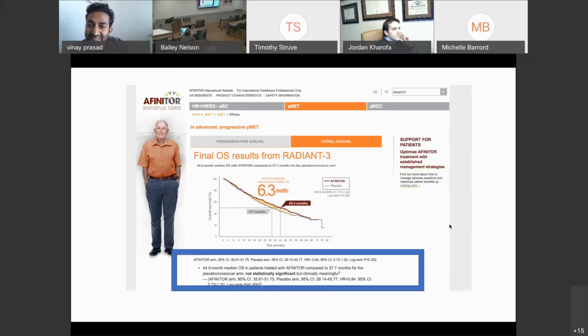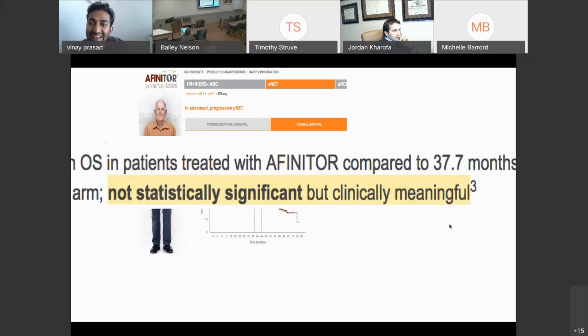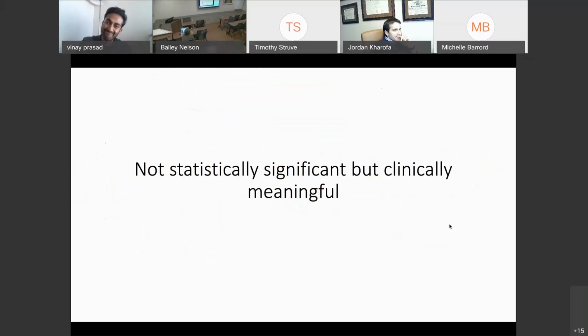Oh, but what's this at the bottom? What's that say? Not statistically significant, but clinically meaningful. Yes. Interesting. In oncology, we're so used to the opposite. It's statistically significant, but nobody would care about such a trivial benefit. But I'm not used to seeing this. Not statistically significant, but clinically meaningful.